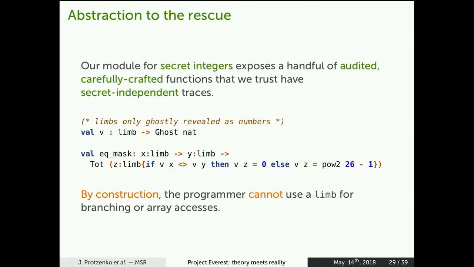So we have a limb type that is secret, and you don't know what it is. You can only know at the proof level that it is really a number. And by construction, what we forbid is that the programmer cannot divide limbs together, and because it's a different type, the programmer cannot use them to do an if-then-else, or cannot use them as an index into an array, because it's an abstract type. And by typing, by construction, these things are forbidden.